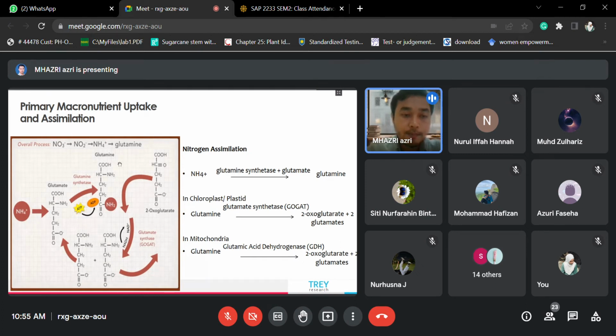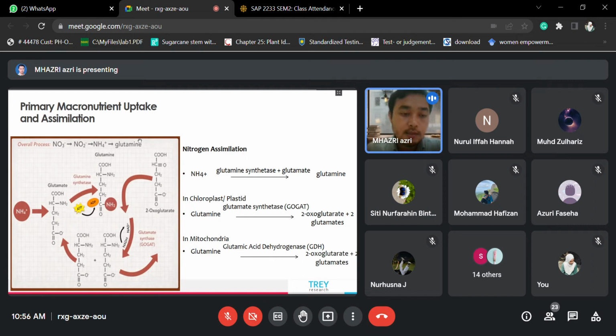Okay, so glutamine contains two amine groups. One of the amine groups will be transferred into 2-oxoglutarate here. So this process will produce two glutamates. Okay, dari mana glutamates ni datang? Satu daripada 2-oxoglutarate, and then lagi satu daripada glutamine. Bila glutamine tadi lost one of its amine groups, dia jadi glutamate balik. Okay, yang 2-oxoglutarate, dia jadi glutamate juga sebab it receives amine group from glutamine.